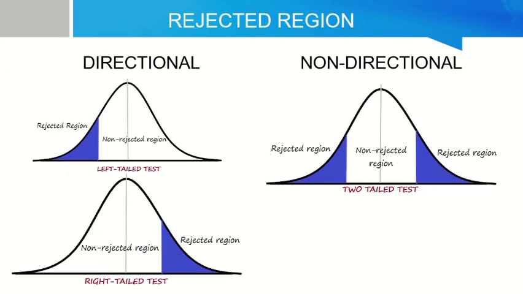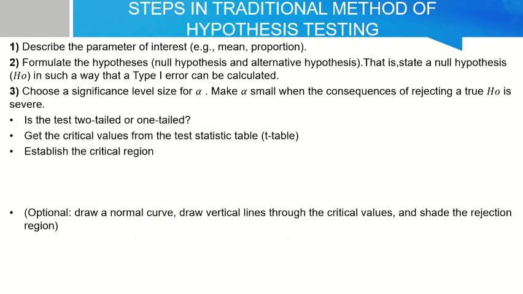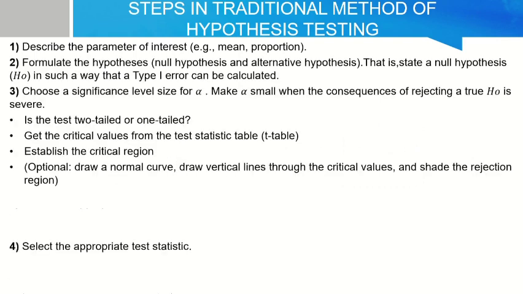Paano yung sinasabi? Ito. Kunwari, itong baba nito, yun yung critical values nyo. Halimbawa, kung non-directional, magkabilaan. Gawin natin kabilaan. Then, isi-shade nyo yung region, which is ito yun. Yan na lang ibig sabihin ng optional step sa step 3.